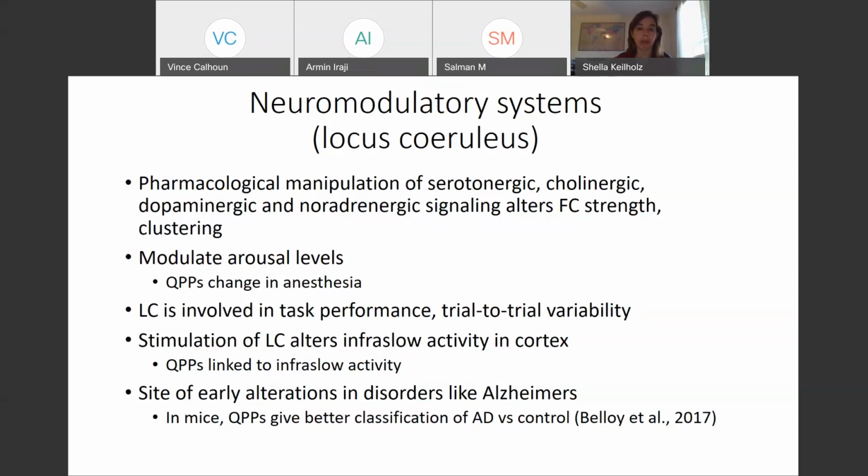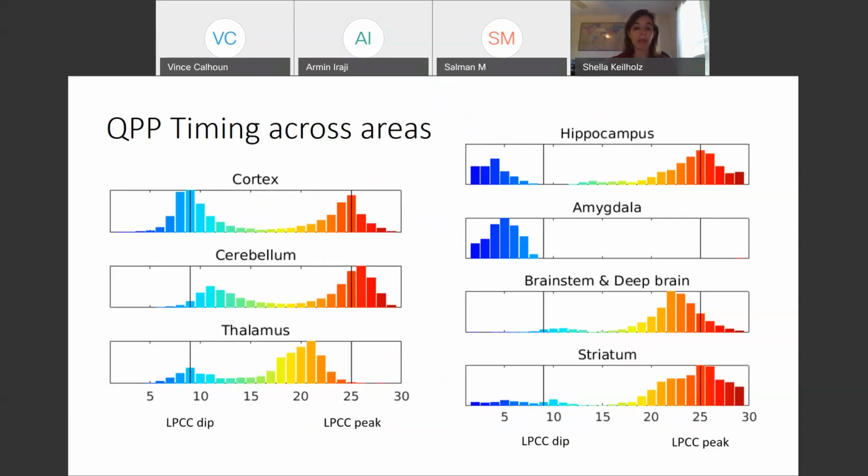So it seemed like the locus coeruleus was a good target. And if we look at the QPP across areas, these graphs show where the left posterior cingulate cortex has its dip, its maximum deactivation, and where it has its peak, its maximum activation. You see the cortex is divided, this shows the number of voxels that have their peak at those times. So the cortex is divided into two sections, one that peaks when the default mode network is negative and one that peaks when it's active.